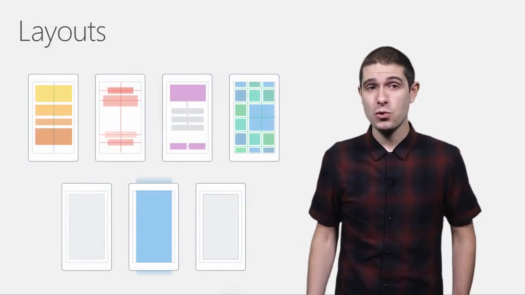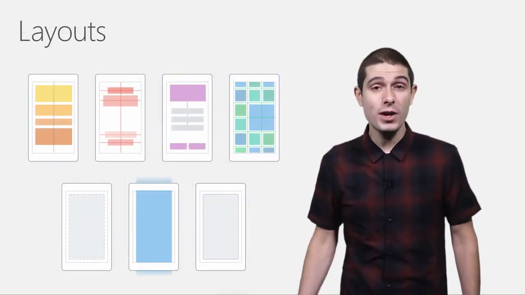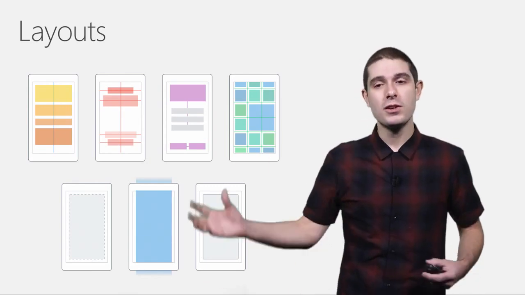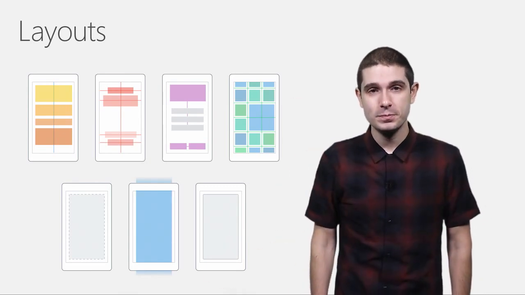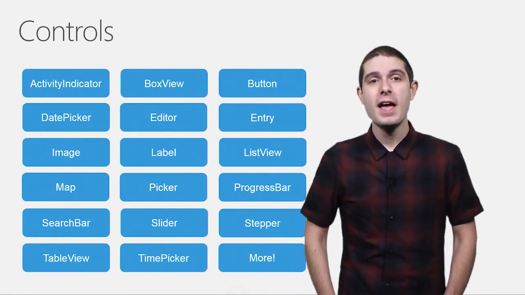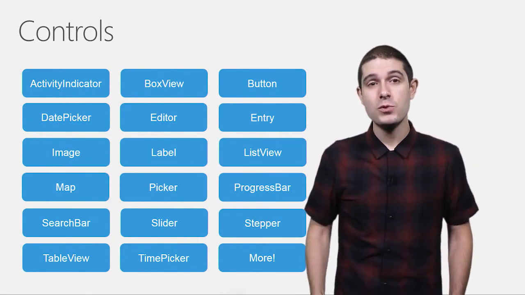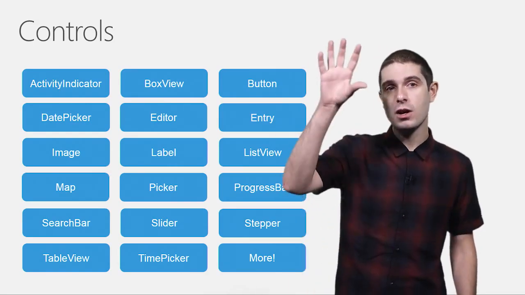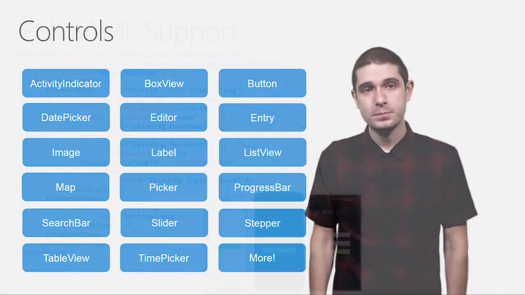of course ways to lay out your controls: stack, relative, grids, scroll views, and you can of course nest and bundle this all together. And then there are those controls: sliders, pickers, entries, buttons, anything that you can access from shared code that has an abstraction across iOS, Android, and Windows.